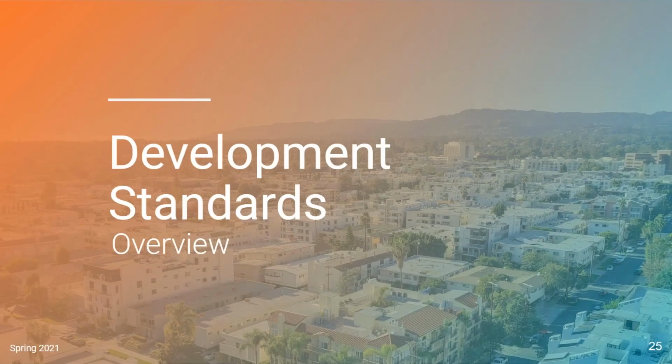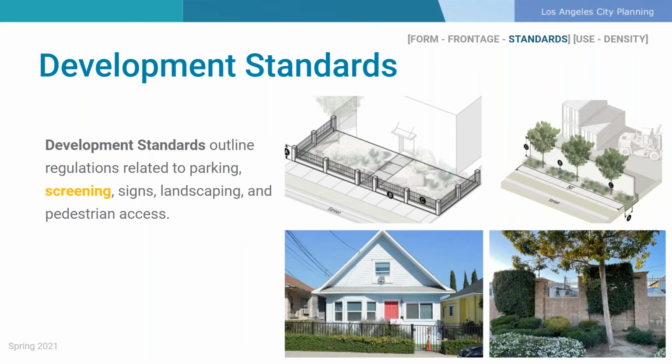The third component of the zone string contains the development standards districts. Development standards regulate site design and include things such as parking requirements, screening, signs, landscaping, and pedestrian access. Screening, as seen here, can include things like fence and wall regulations.